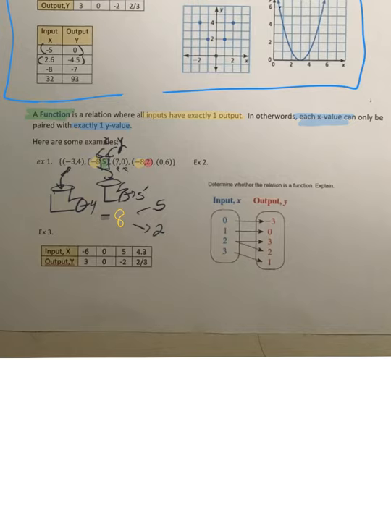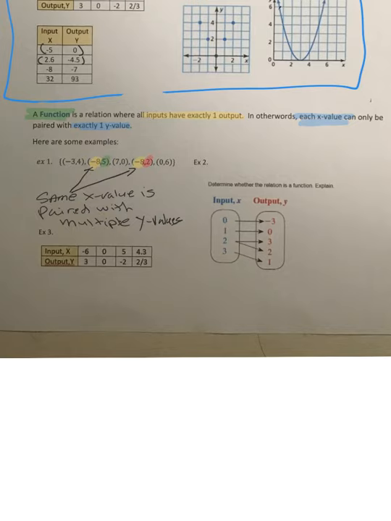So let me clean that up. I cleaned it up a little bit and showed you. So here you have -8 as the X value and it's being paired with 5. And then you've got -8 again paired with 2. So that is not a function. If we go back and read it, it says, in other words, each X value can only be paired with exactly one Y value.